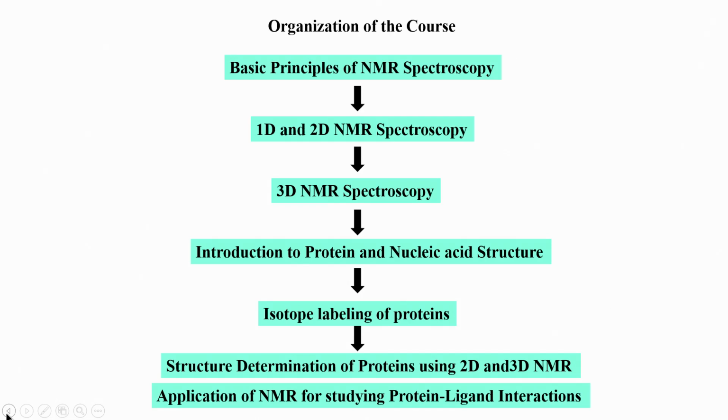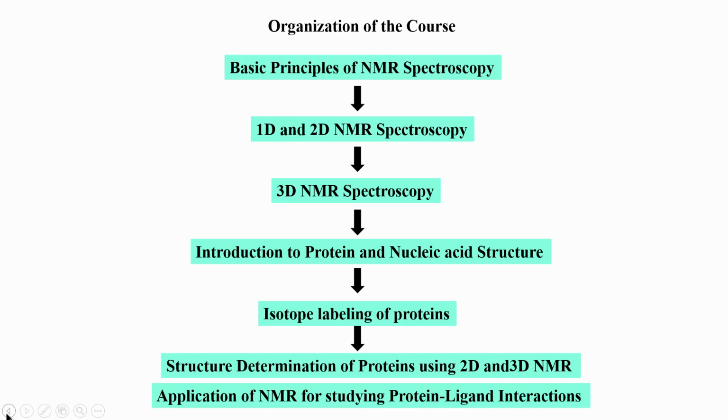Then in the second half of the course, we will move on to the structures of proteins and nucleic acids. We will see a basic introduction to their structure and what the special features are. An important thing in NMR for proteins is what is called isotope labeling. We do not work with just protons as in a 1D NMR. Here we need to have carbon 13 and N15 incorporated into the molecule. For that we need to use a technique known as isotope labeling. This is something which involves a lot of biology, and we will look at that.